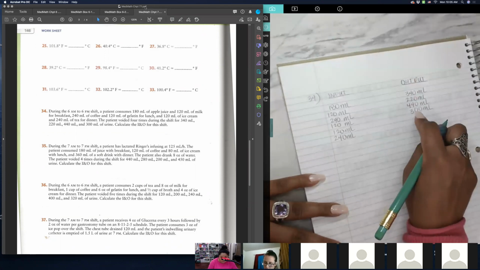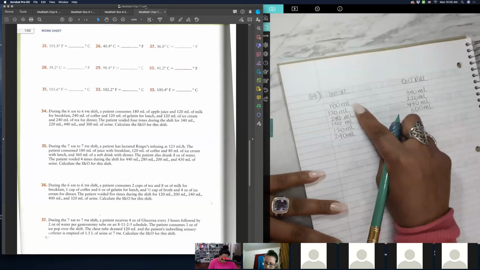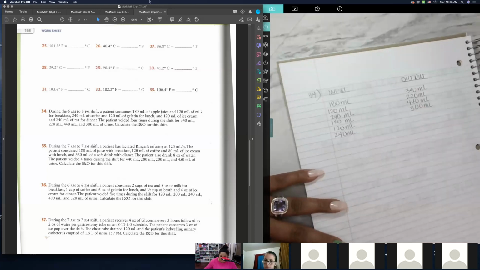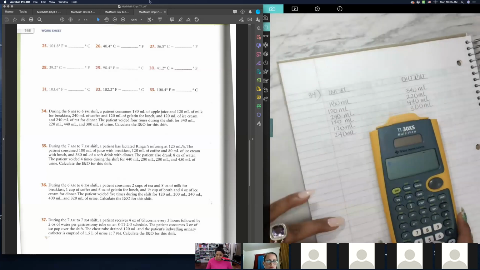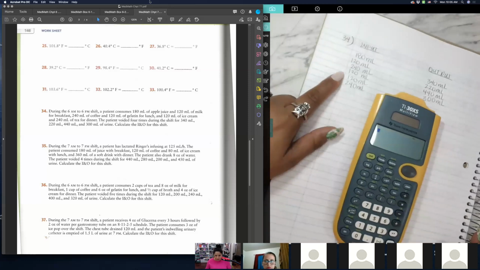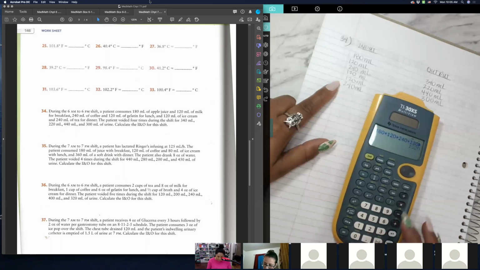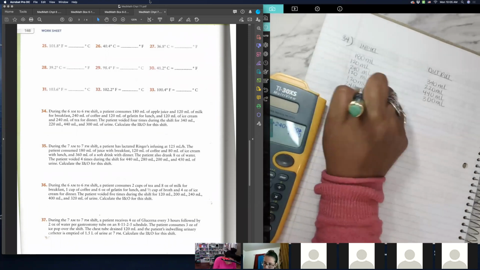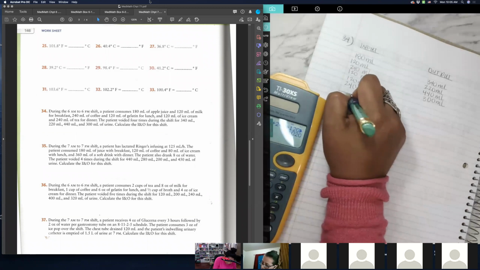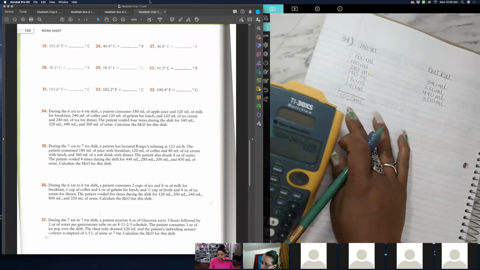So on this particular practice problem, all of our measures are in the same unit. So all we need to do is literally add this all up. So 180 plus 120 plus 240 plus 120 plus 120 plus 240 is going to give me 1,020 milliliters in my input.